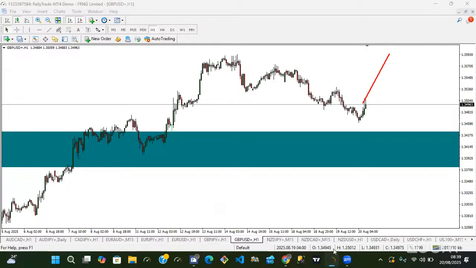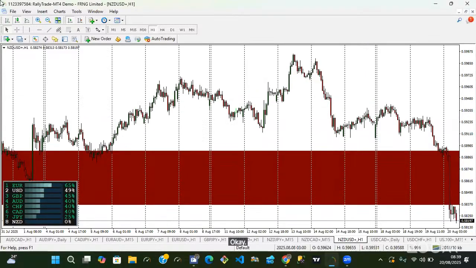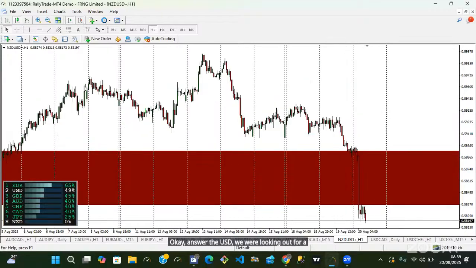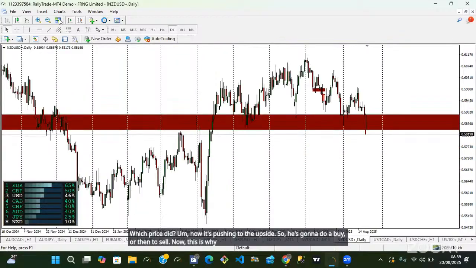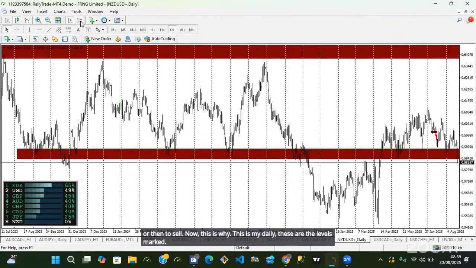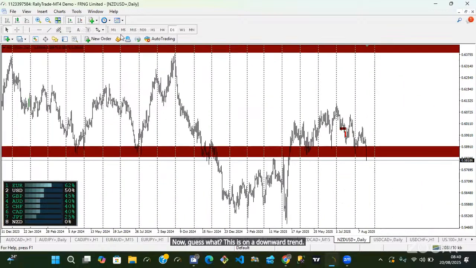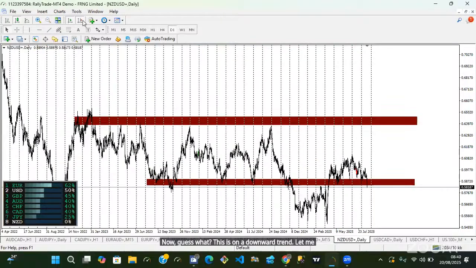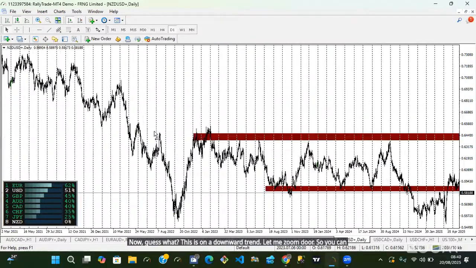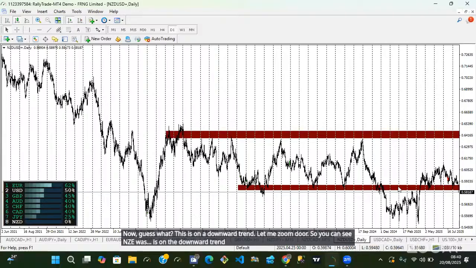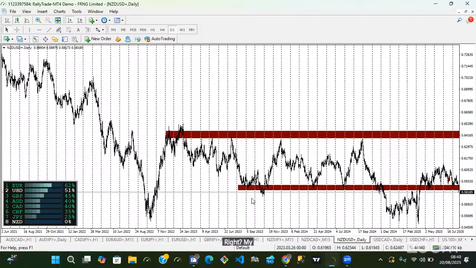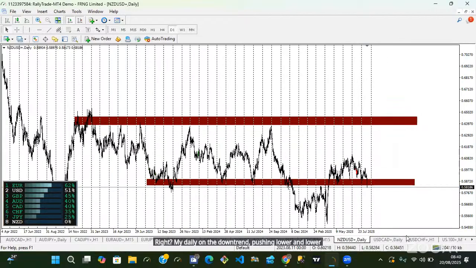All right. Okay, NZD USD, we were looking out for a continuous buy then, which price did. Now it's pushing to the upside. So it's going to do a buy or then to sell. Now, this is why. This is my daily. These are the levels marked. Now, guess what? This is on a downward trend. Let me zoom lower so you can see NZD USD is on the downward trend. This is my daily, right? My daily on the downtrend, pushing lower and lower and lower.